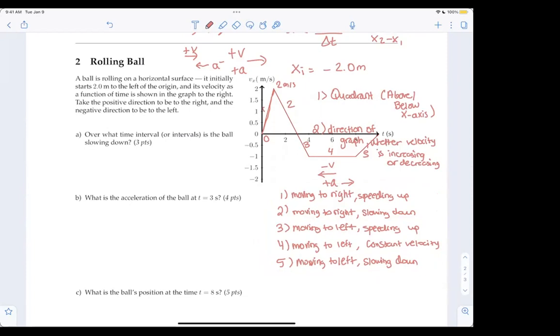Now, for part B, what is the acceleration of the ball at t equals 3 seconds? This is why it was important to mention the slope, right? So I know that acceleration is equal to final velocity minus initial velocity over delta t. Well, I have my delta t, that's 3 seconds. And then I know now that the slope of a velocity graph will give you the acceleration, right? So at 3 seconds here, I can literally just take the slope and that will give me the acceleration.